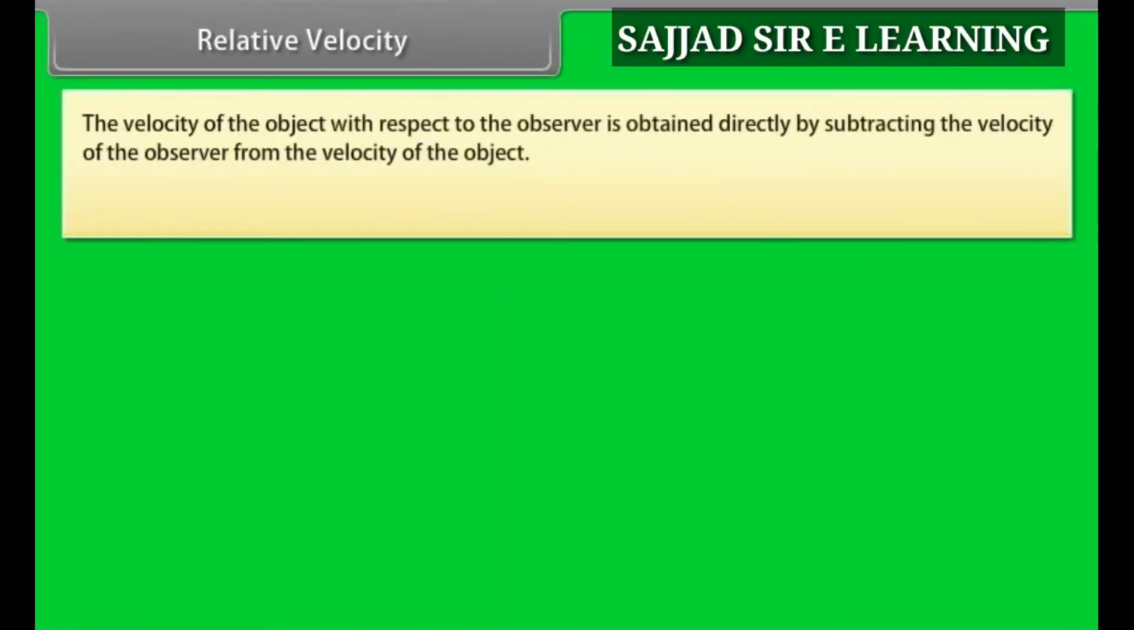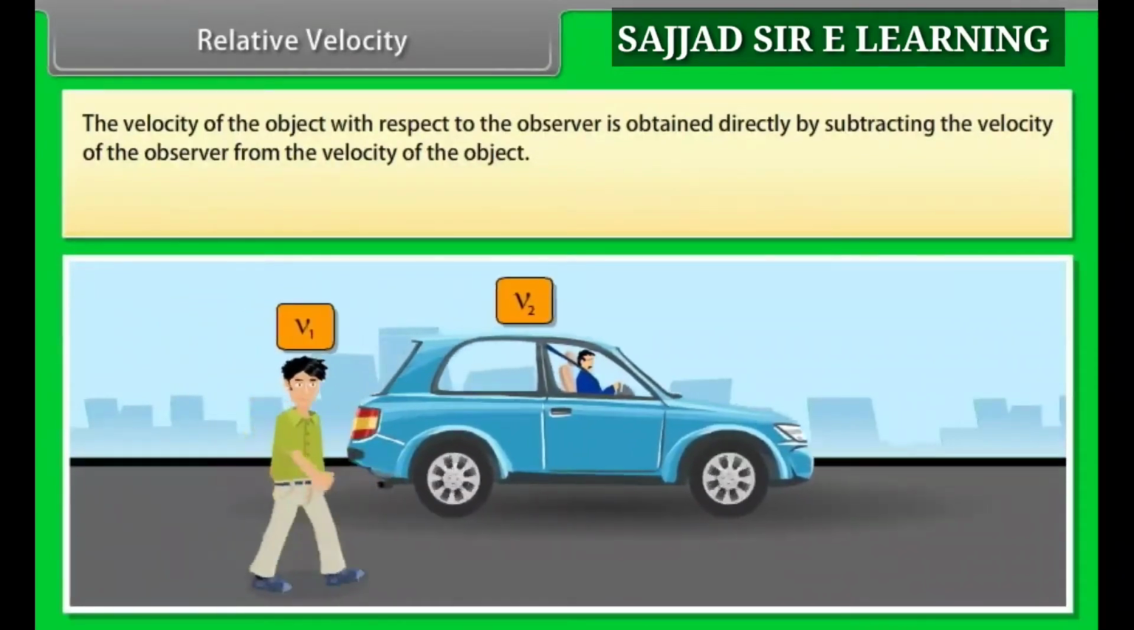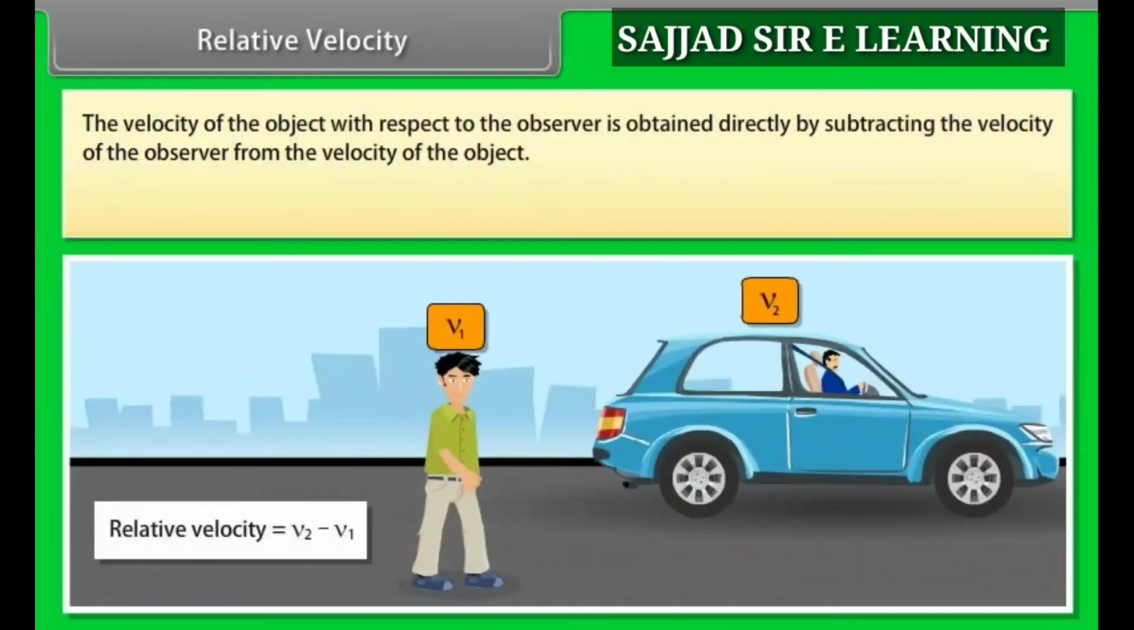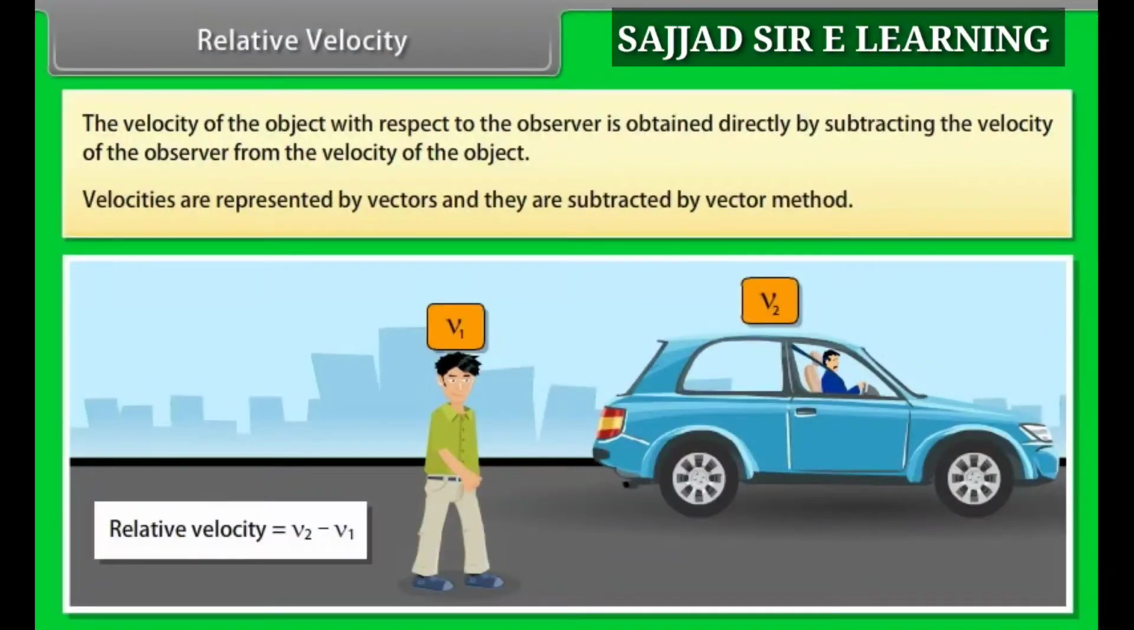Relative velocity. The velocity of the object with respect to the observer is obtained directly by subtracting the velocity of the observer from the velocity of the object. Velocities are represented by vectors and they are subtracted by the vector method.